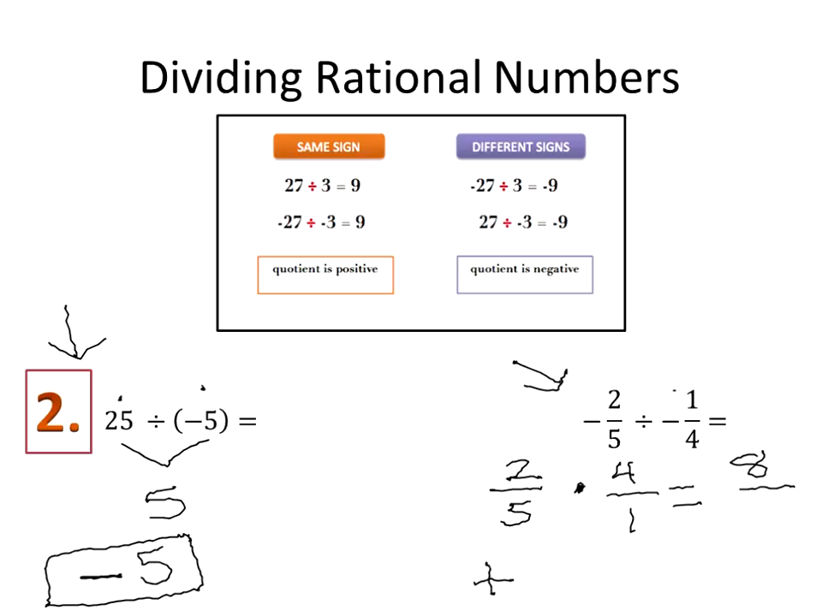2 times 4 is 8, and 1 times 5 is 5. Remember, I'm not going to leave it as an improper fraction. So 5 can go into 8 one whole time, and that leaves me 3 left over, and 5 stays the same. The denominator does not change. So we get a positive answer of 1 3/5.